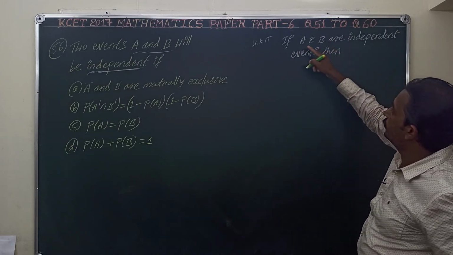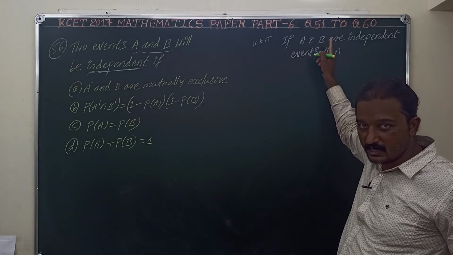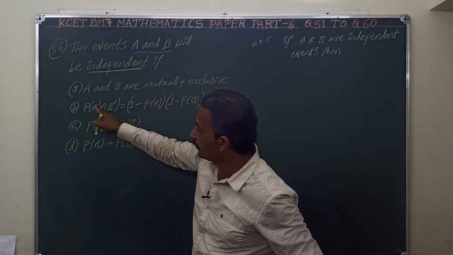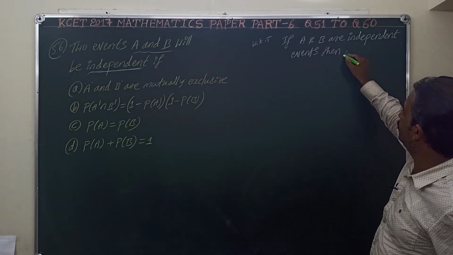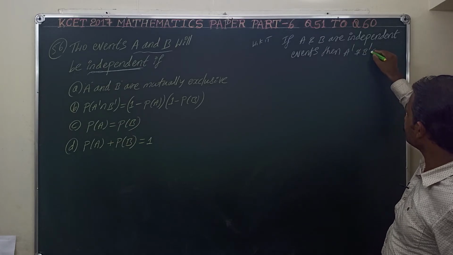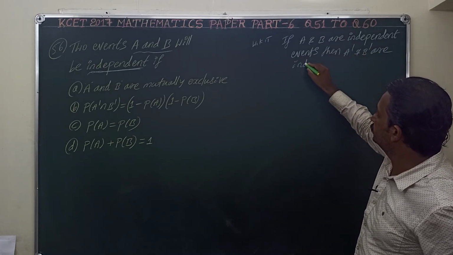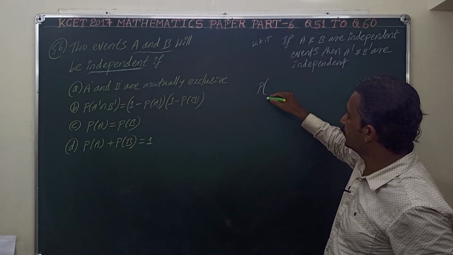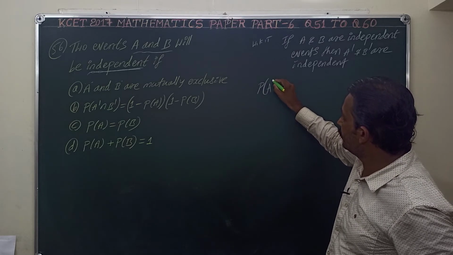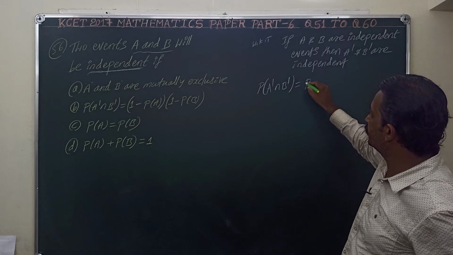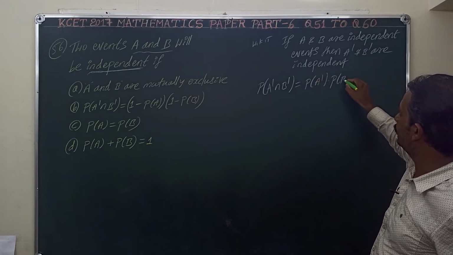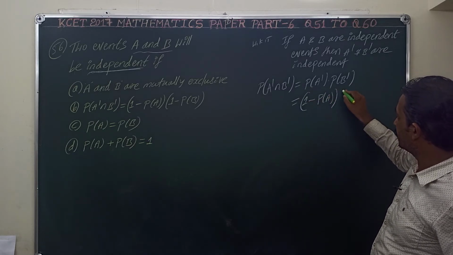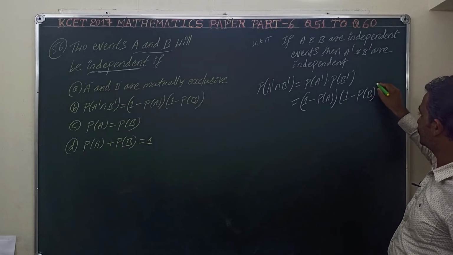then A complement and B are also independent, B complement and A are also independent, A complement and B complement are also independent. In this case we take A complement and B complement independence. Then using the condition for independency, P of A complement intersection B complement is equal to P of A complement into P of B complement. According to the complement rule, this can be written as 1 minus P of A into 1 minus P of B is the correct answer in this case.